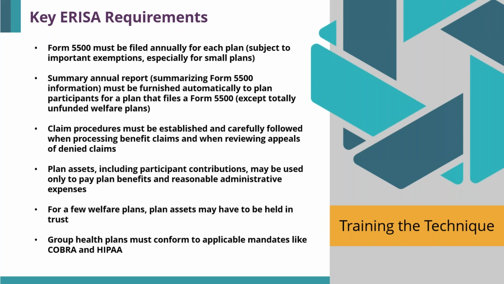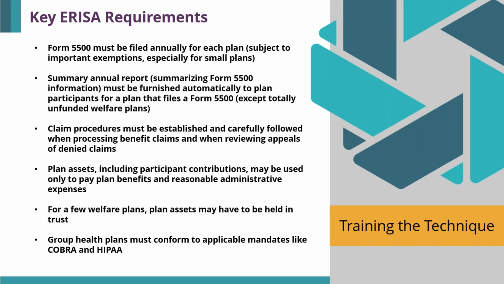Plan assets, including participant contributions, may be used only to pay plan benefits and reasonable administrative expenses. And this is, again, you have to watch what you spend under the plan because, especially if you have participant contributions and you charge for any expenses, you have to be absolutely sure that those expenses are reasonable.